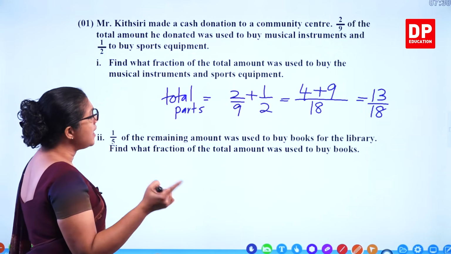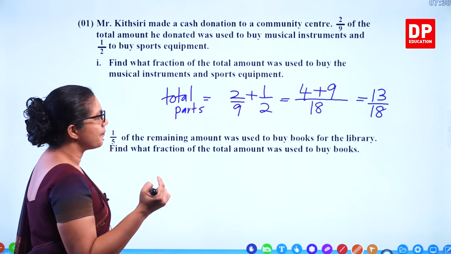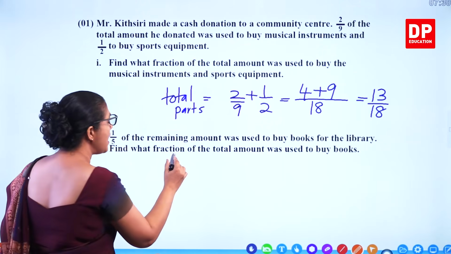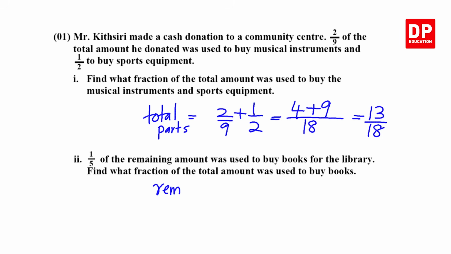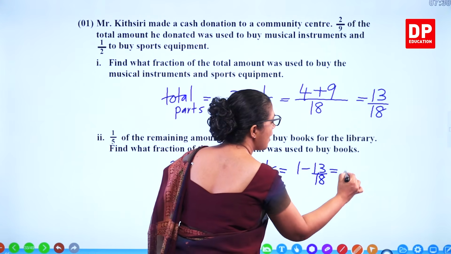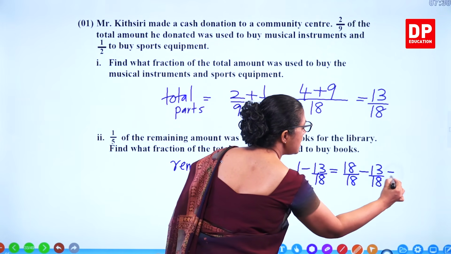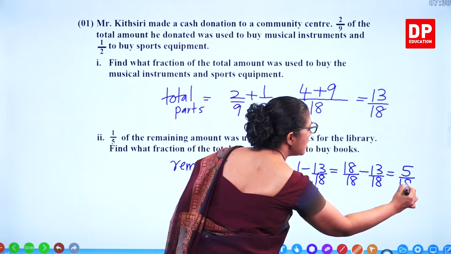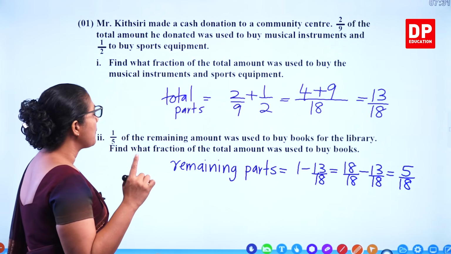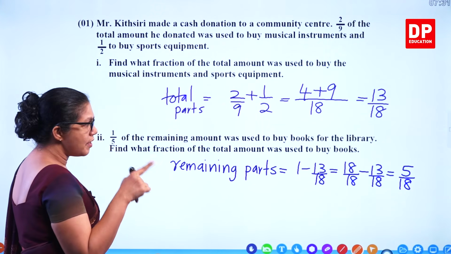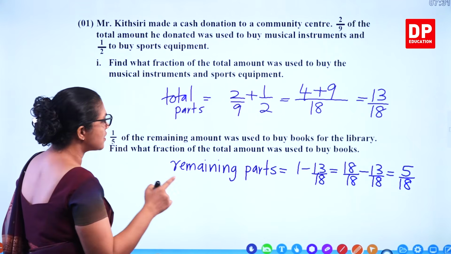1/5 of the remaining amount was used to buy books. So first you need to find out the remaining parts. So what is remaining parts? So remaining parts is 1 minus 13/18. So that means we can write 1 as 18/18 minus 13/18. That becomes 5/18.